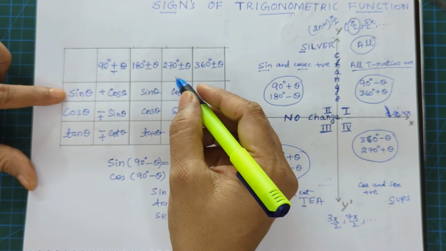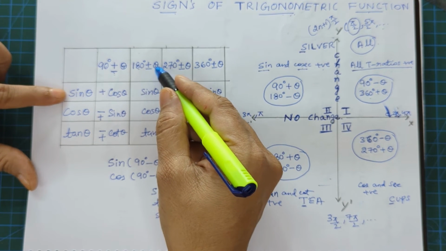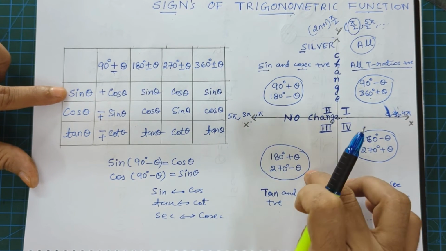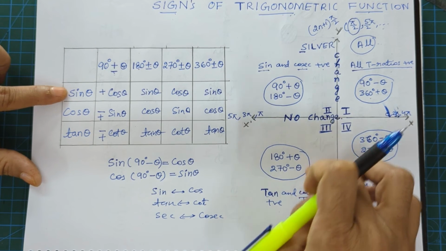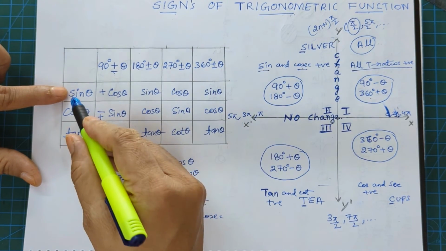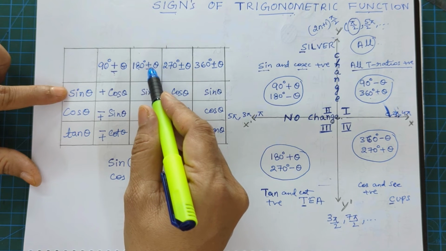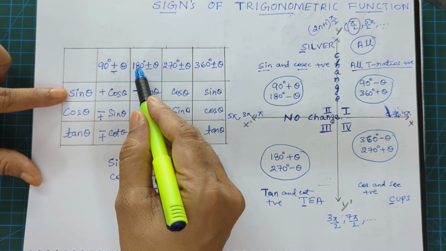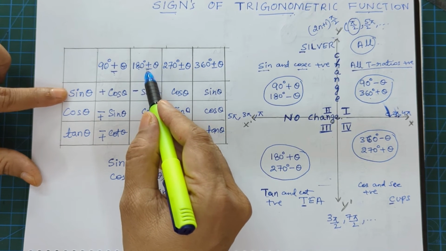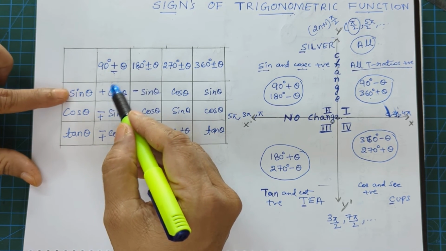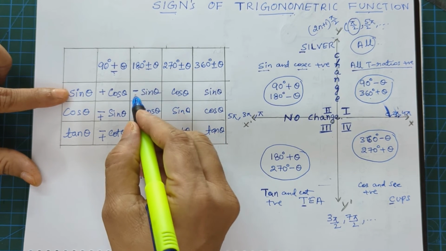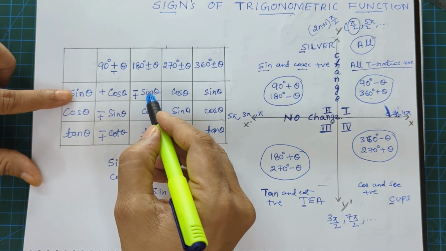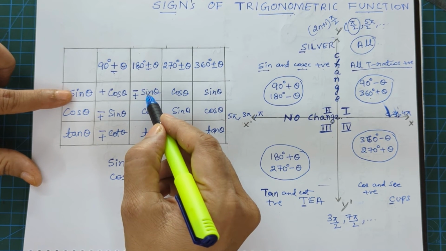What about 180 plus theta? Sine 180 plus theta. Where is 180 plus theta? Third quadrant. Third quadrant, sine will be negative because sine is only positive in this zone. Sine of an angle in third quadrant is negative, so minus sine theta. Sine of an angle 180 minus theta. 180 minus theta is again second quadrant. So sine of an angle which is in second quadrant is positive. Sine 180 minus theta is plus sine theta. Sine of 180 plus theta is minus sine theta, like that.